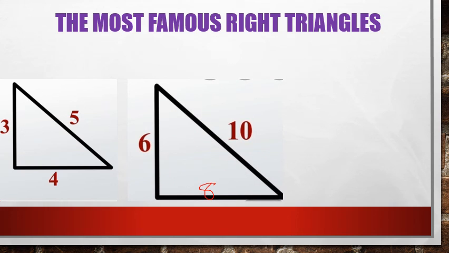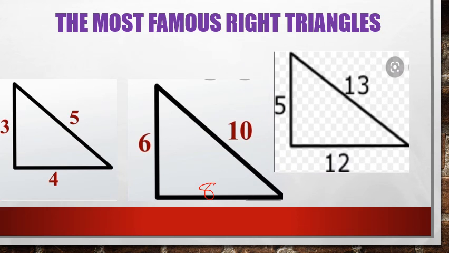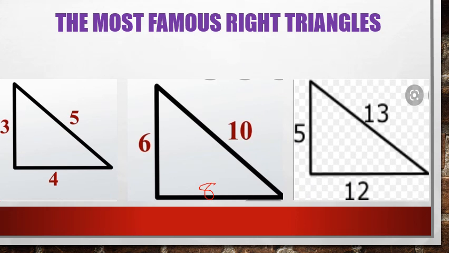These are also famous sides for a right triangle, 6, 8, 10. Here also 5, 12, 13. In these triangles, if we know the length of two sides, I'm sure that I know the third side.